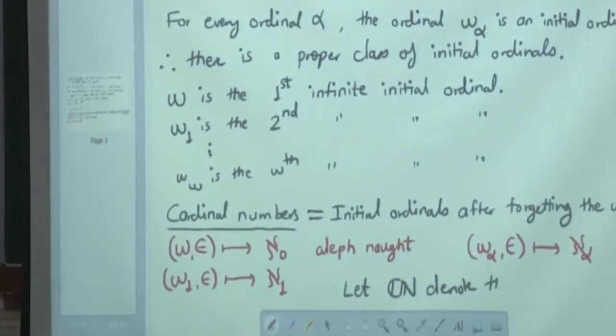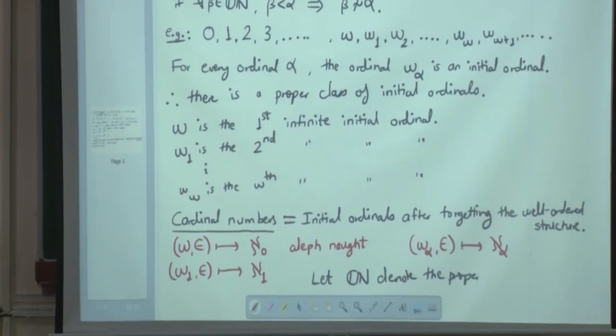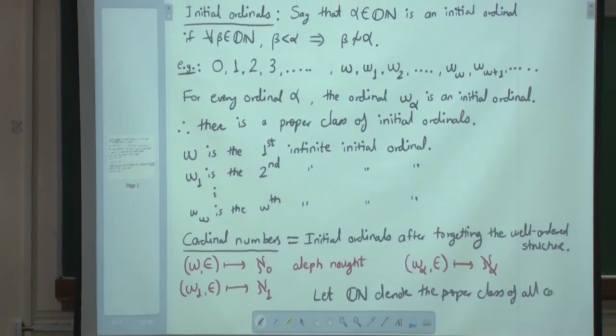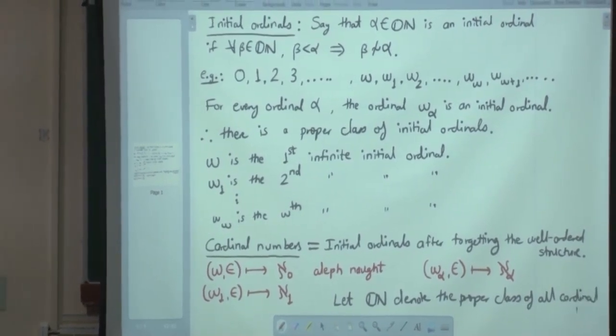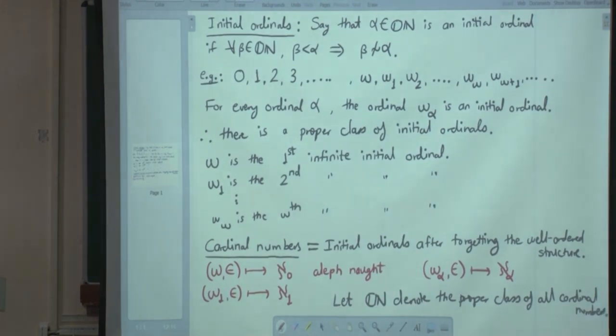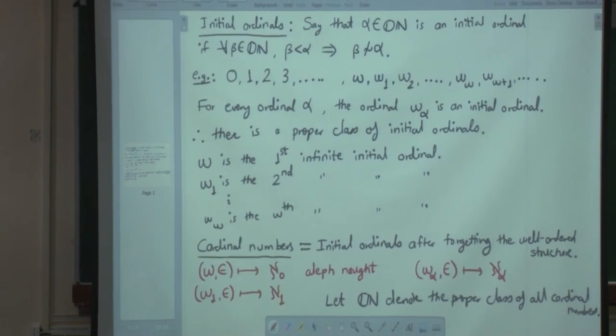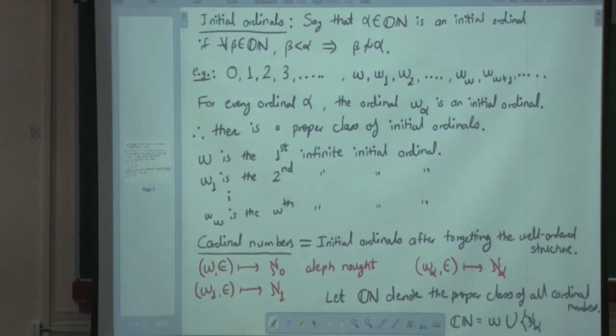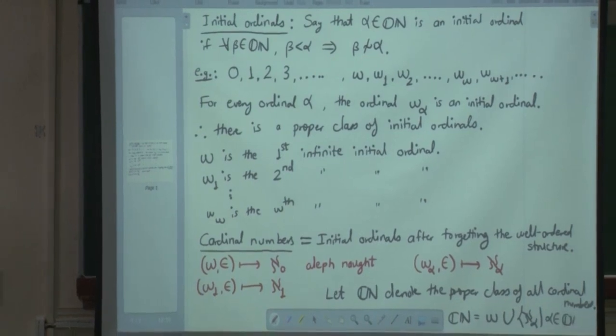And I will say that let Cn denote the proper class of all cardinal numbers. I hope there is no confusion why it is a proper class. Yeah, so what does it contain? Cn is equal to omega union aleph sub alpha such that alpha is in On.